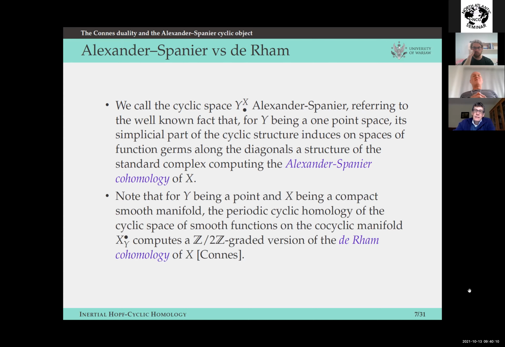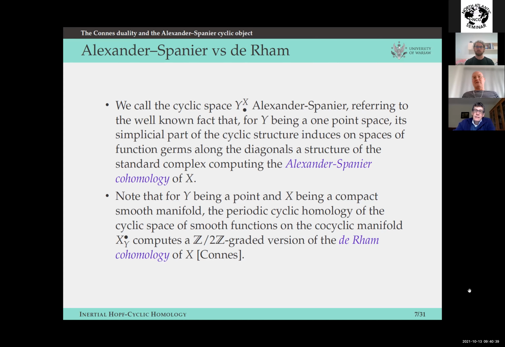Okay. However, this co-cyclic dual also is very interesting because it also leads, after passing to algebras of smooth functions on a manifold, for instance, to a Z2-graded version of the de Rham homology computed in terms of periodic cyclic homology of this algebra. So it is quite an interesting relationship.